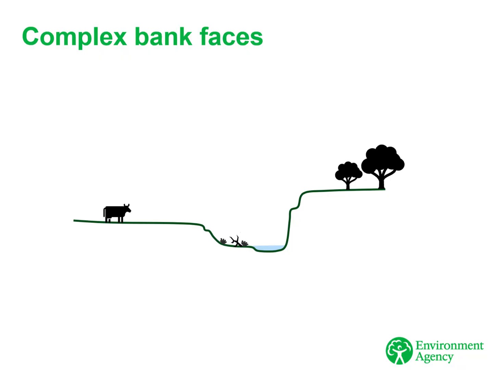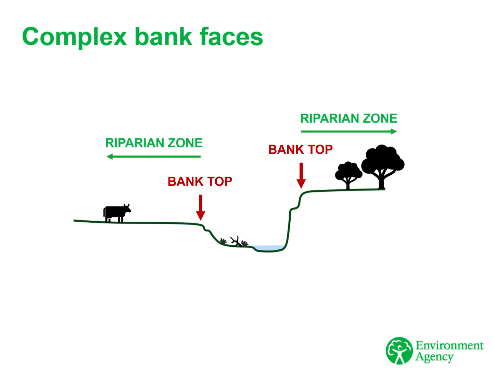Where the profile of the bank face is complex, it can sometimes be hard to identify the bank top. Put in a very simplistic way, look for a space where the bank starts to level off and water spills out on the floodplain. Ask yourself the question, is this wide enough and flat enough that I could build a shed? If so, this is where the riparian zone starts. The riparian zone is measured from this point, working away from the bank top.